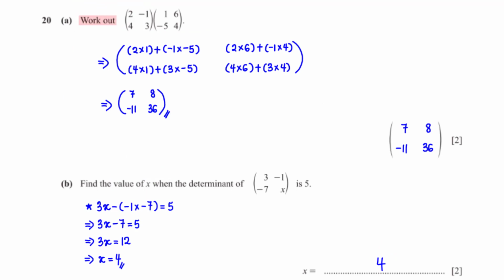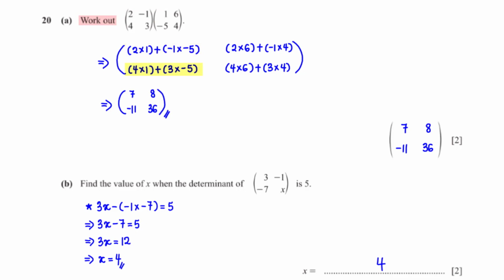Work out the matrix [2, -1; 4, 3] times [1, 6; -5, 4]. Since the two matrices are 2 by 2, the resulting matrix would also be 2 by 2. To get the elements in this position, we multiply the elements in row 1 of the first matrix with the elements in column 1 of the second matrix. So 2 times 1 plus negative 1 times negative 5 gives us 7.